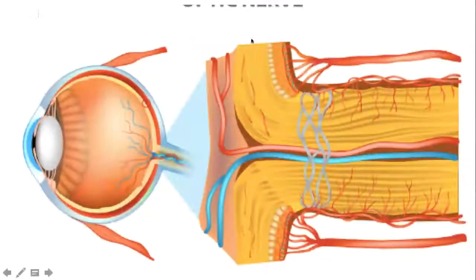Here's just a zoomed in picture or animation of the optic nerve. You'll see here just these vessels here that supply blood to the retina or to the eye. And then you'll notice that the retina actually connects with the optic nerve and becomes the optic nerve so that it can transmit signals from the light you're seeing onto the retina and to the optic nerve.